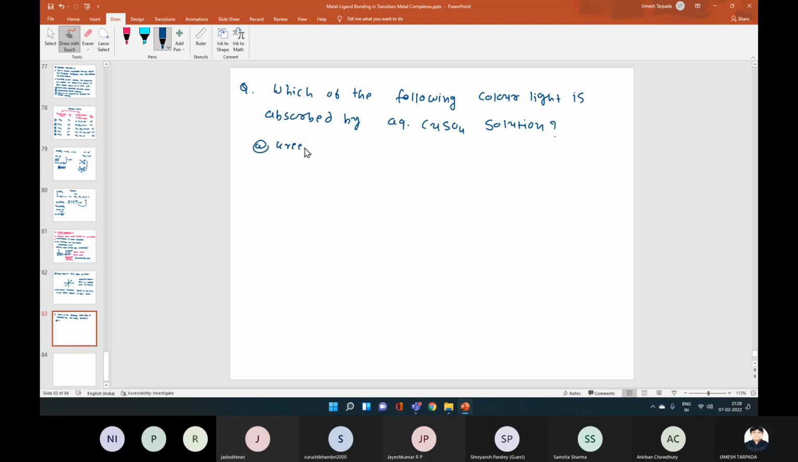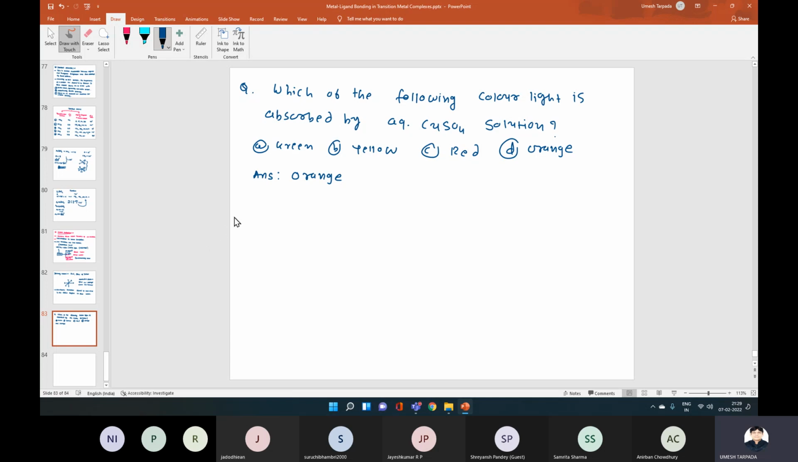Green, it may be yellow, because we know that material looks like blue. So what is your answer? Orange. Yes, it's orange. So you can see, match the appropriate color.